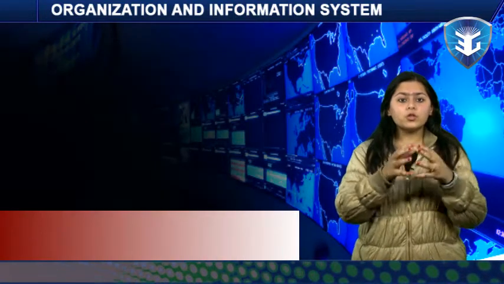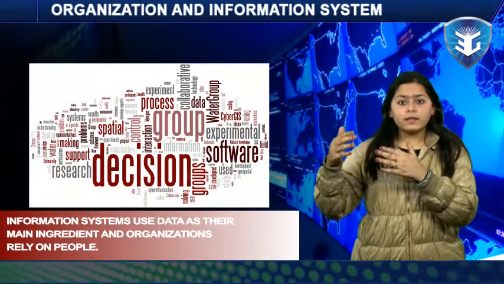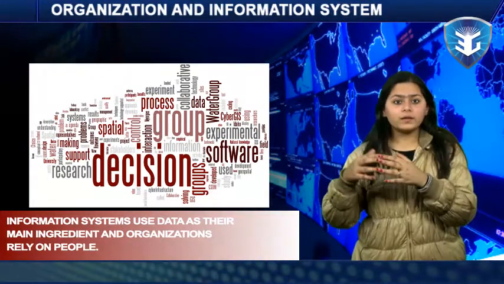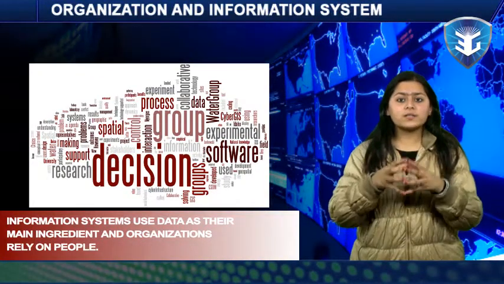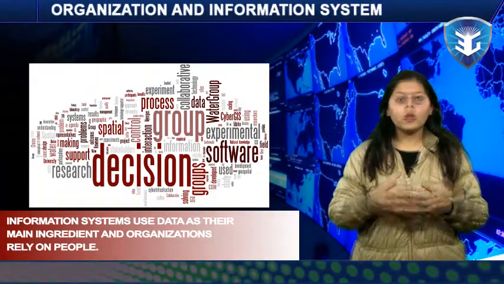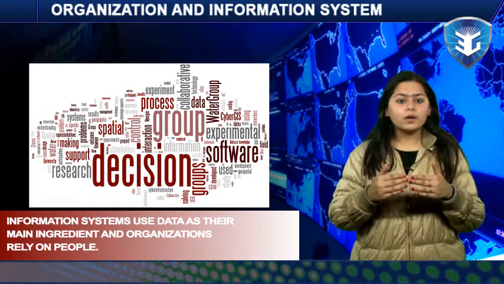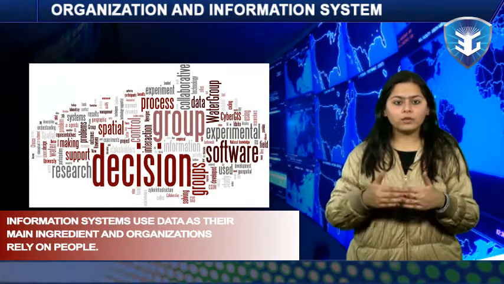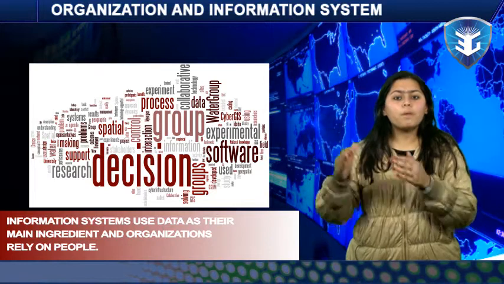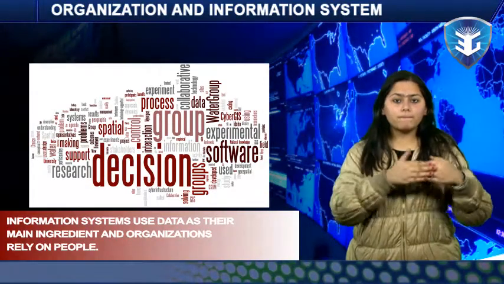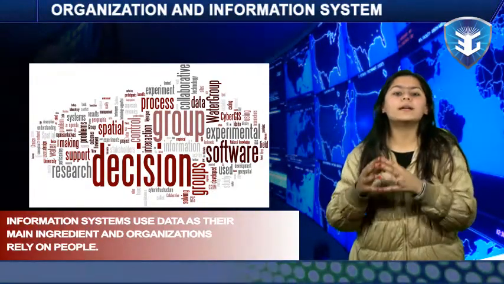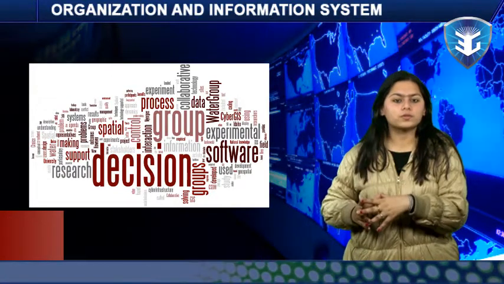Information systems use data as their main ingredient and organizations rely on people. The similarities are remarkable. Both are methods of turning raw products, data or people, into useful entities, information producers.